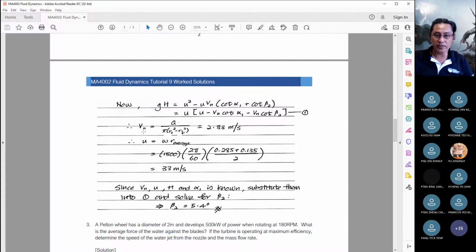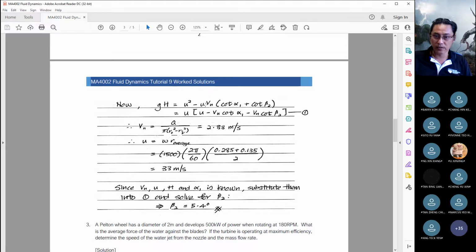So Vn is nothing but the flow rate divided by pi into (Ro squared minus Ri squared), because that means the denominator will be the effective cross-sectional area. We know what Q is, and surely we can work this out because we know Ro and Ri as well. Vn can be worked out to be about 2.88 meters per second. So voila, one unknown down.